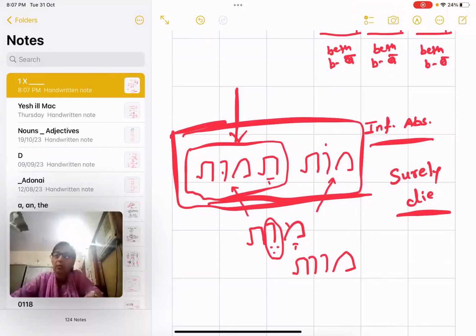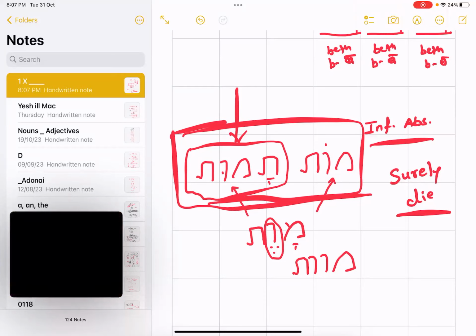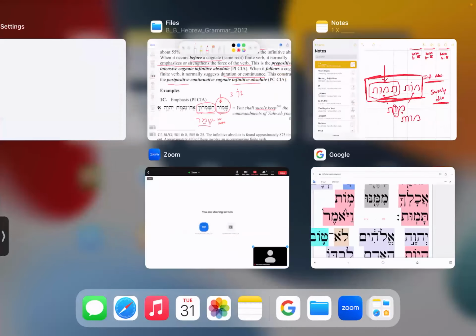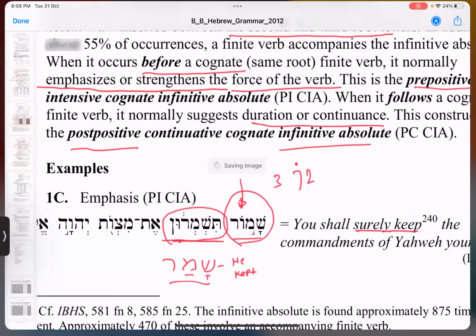Not only that, but it strengthens and it gives emphasis. It is the voice of the verb, force. Assurity means it will happen truly, as Jesus says, truly. Surely it will happen. So there are so many cases in biblical Hebrew where you will find these cases of PICIA.